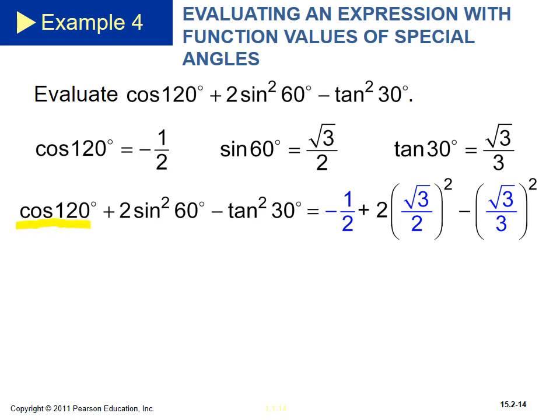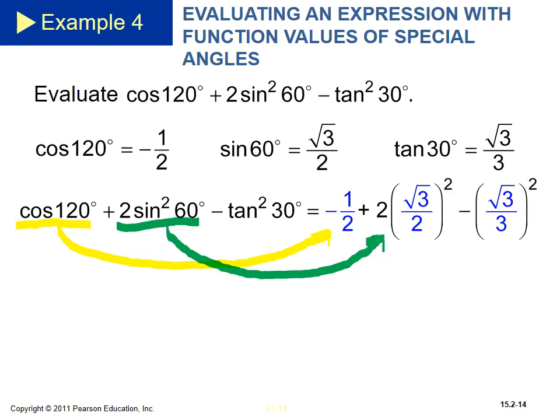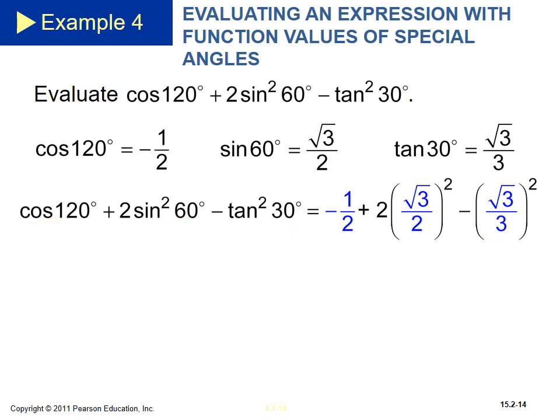So we would take those values now. We take cosine of 120, that's equal to negative 1/2. Plus 2 times the sine squared of 60, well, you have 2 here, times the square root of 3 over 2 quantity squared. And then the final part of the puzzle is right here: minus square root of 3 over 3 quantity squared. From here, we simplify. You get negative 1/2 plus 2 times 3/4 minus 3/9, which is equal to 2/3. So let's resimplify.